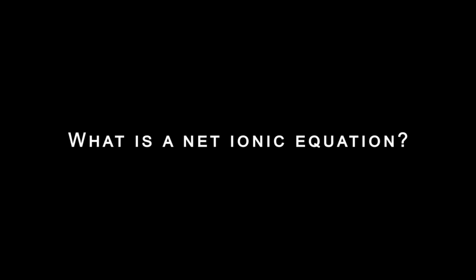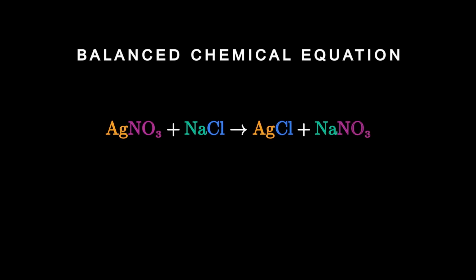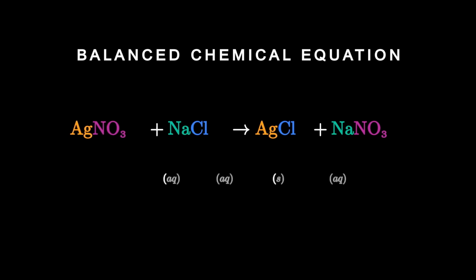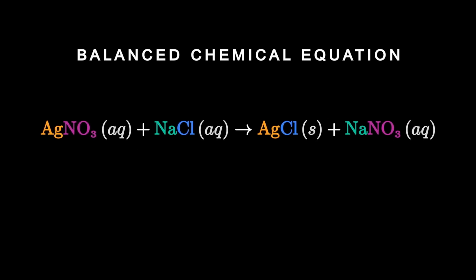Now let's talk about ionic equations. We start with a balanced chemical reaction. Then we identify which product is the precipitate using solubility rules. In this example, the precipitate is silver chloride.